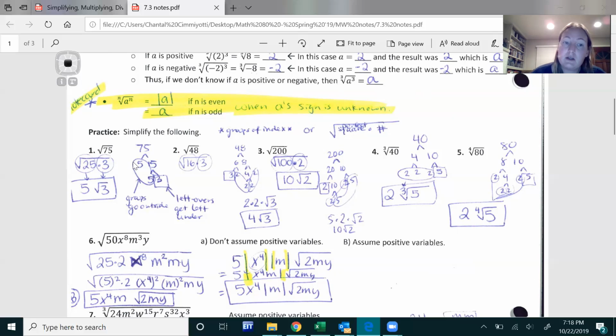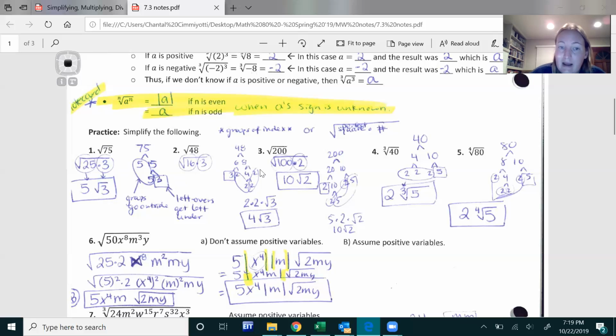So I'm looking for something that has a square root, groups of 2 of something. That's the square root. So I found a group of 2 5s, so I can pull out a 5. In other words, I think of it as the pairs get pulled out, and then the leftover part gets left under the root. Since it was a square root, this is going to be a square root.